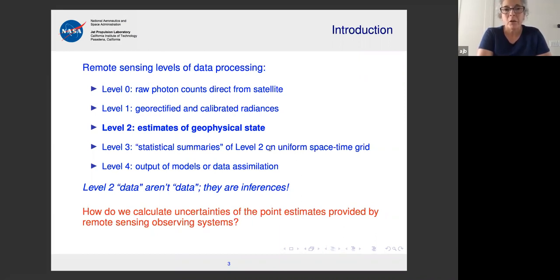But my point here is that in going from level 1 to level 2, these data aren't data the way a statistician thinks of data. They're inferred from something else. So they are inferred from the observed spectra.